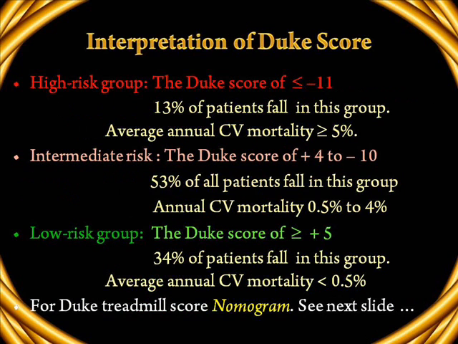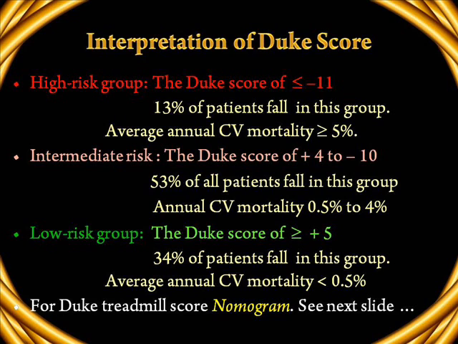Based on the Duke score, we can classify the patients who did the ETT into 3 groups: the low risk group, the intermediate risk group, and the high risk group. If the Duke score is less than or equal to minus 11, the patient falls under the high risk group. 13% of patients fall in this group usually. Average annual CV mortality in them is more than or equal to 5%.